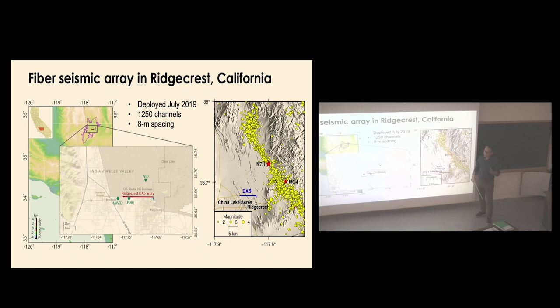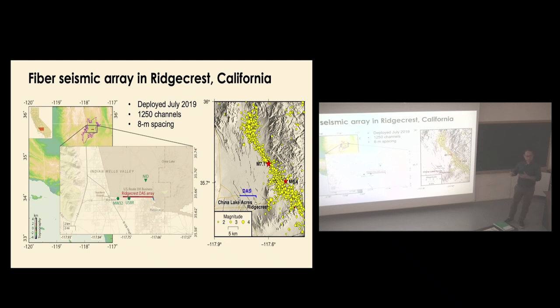This was the largest range at the time. Most DAS at the time had a 10 to 20-kilometer range. Now it's longer. Here the channel spacing is every 8 meters, so we have 1,250 sensors. The array was actually deployed about 5 days after the earthquake, so it's still considered a rapid response.